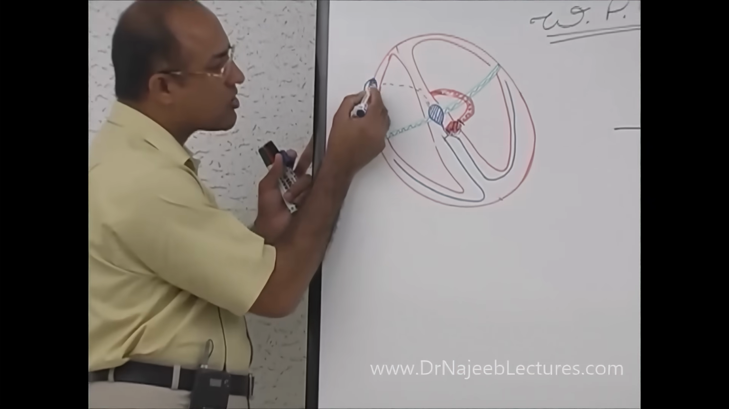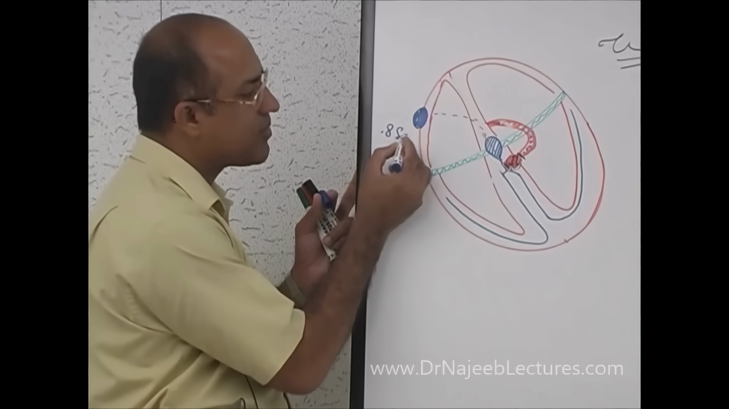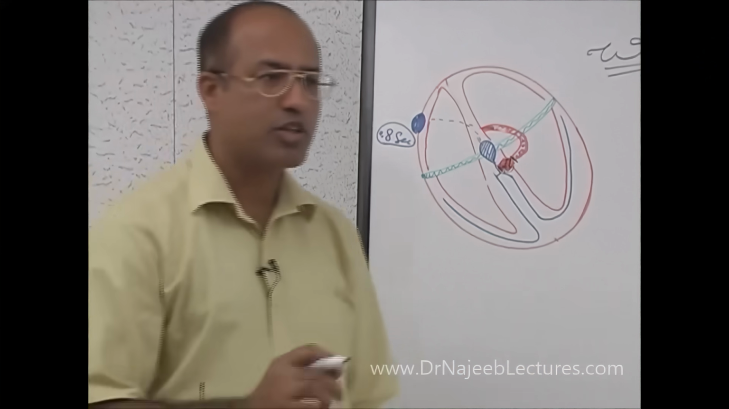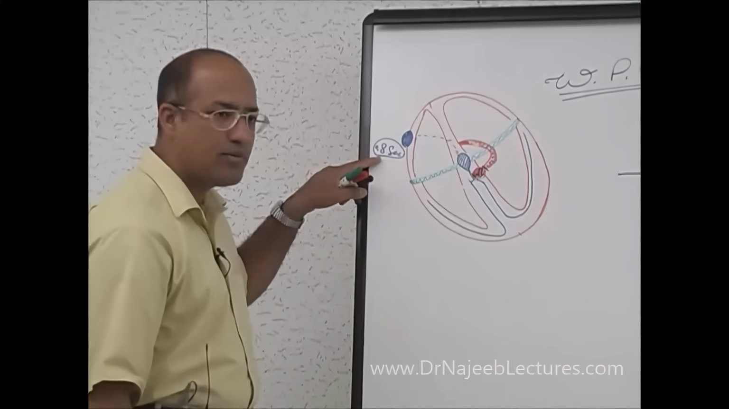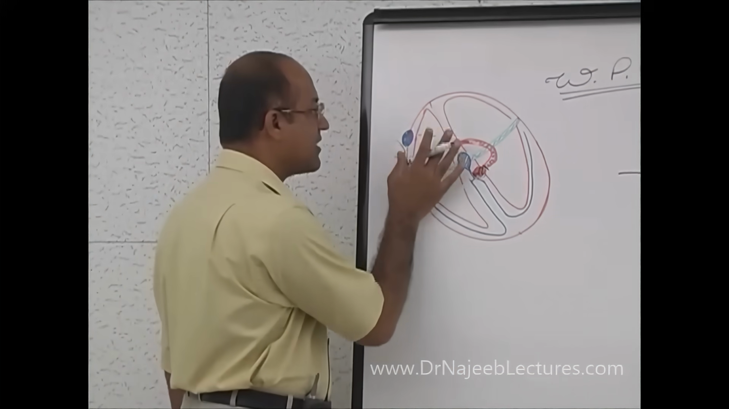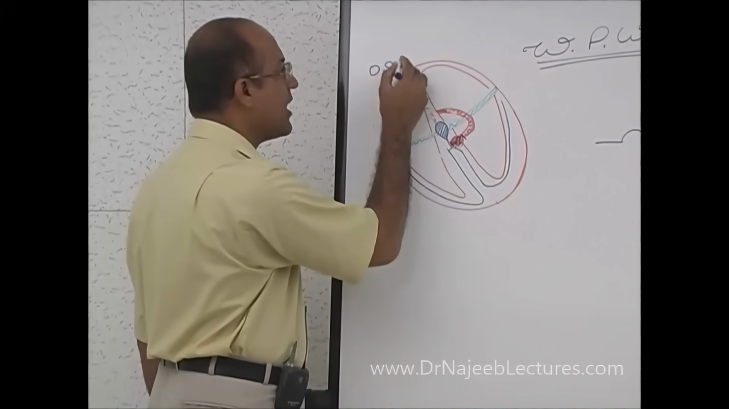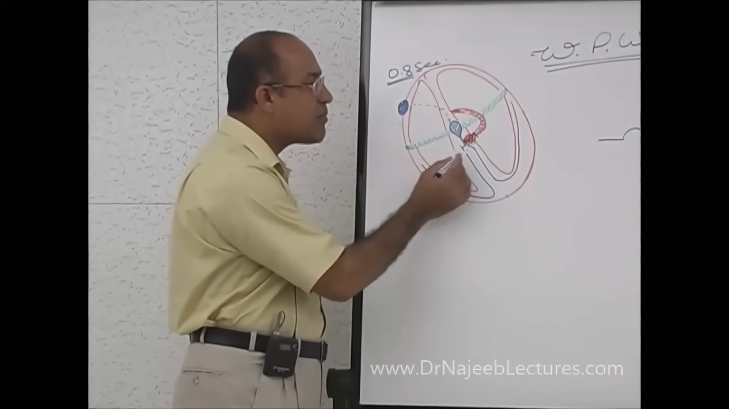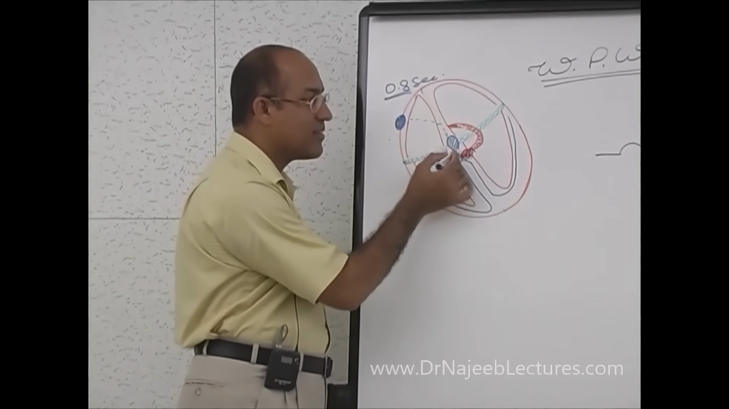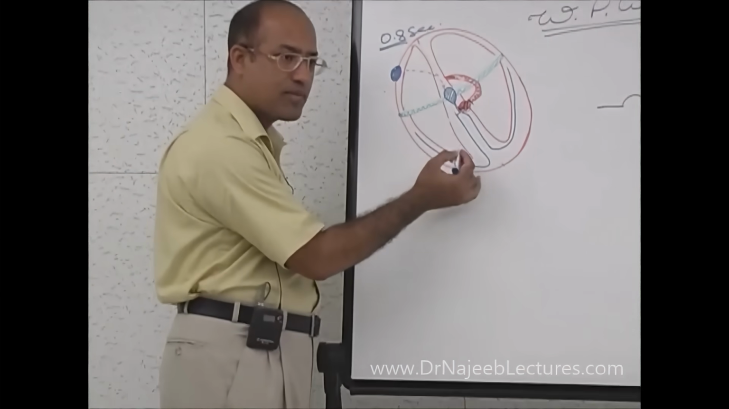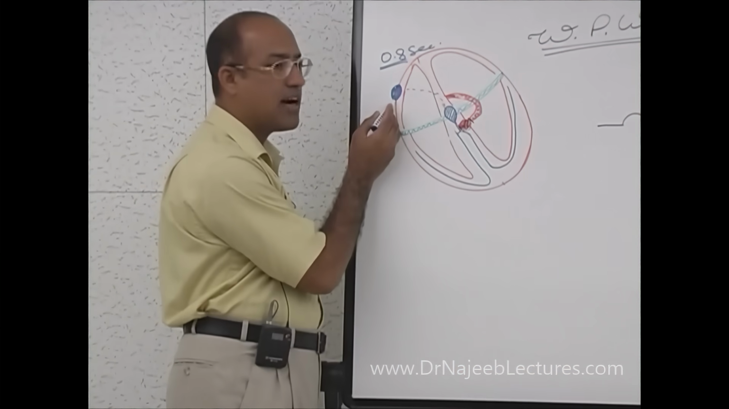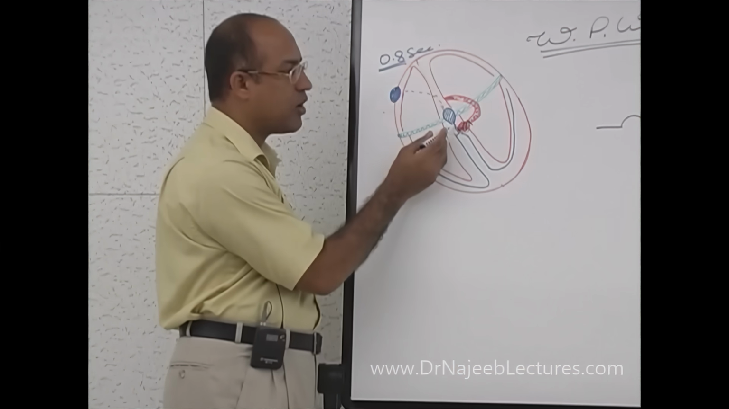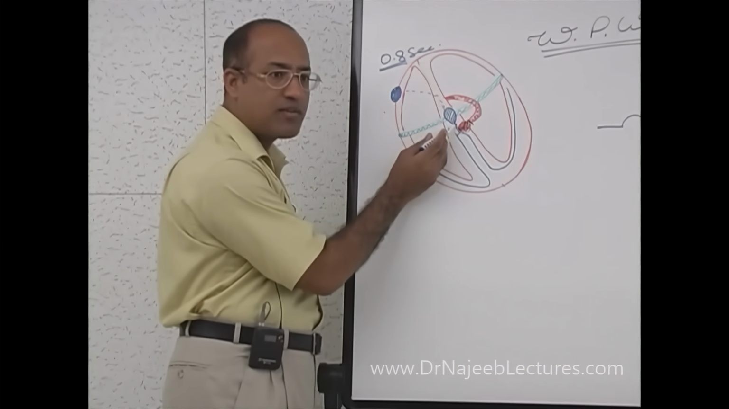The SA node produces current after how much time? 0.8 second. Let's suppose your heart rate is 72 per minute, it means the SA node is firing every 0.8 second. And if every 0.8 second the SA node is firing, of course the AV node will be releasing the current to the ventricle every 0.8 second. If in 1 minute it fires 72 times, how many times will this fire? It will also fire 72 times.